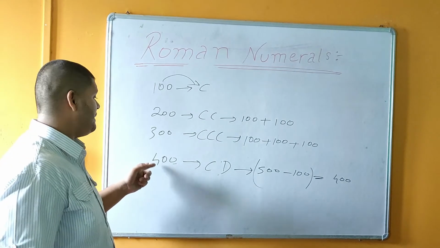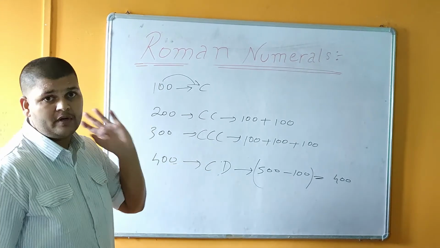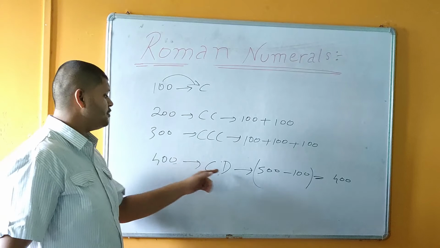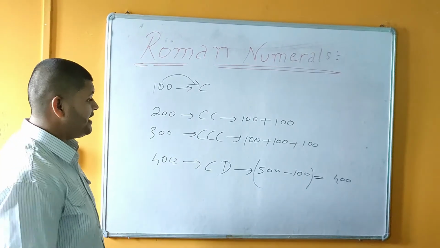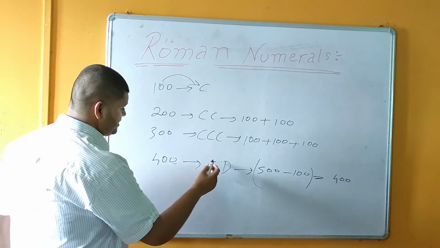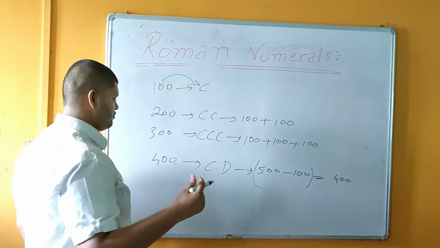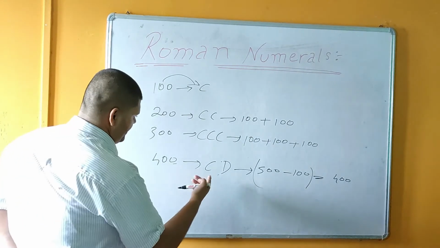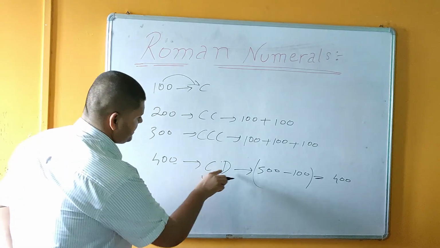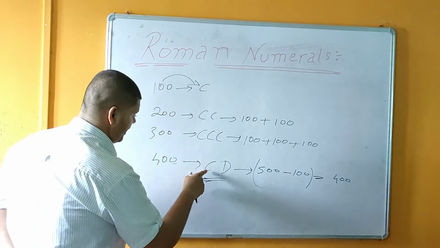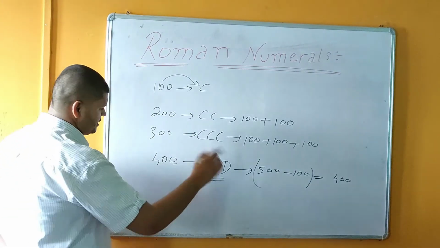This 400 you have to see whether it is near to 500 or near to 1000. This 400 is nearer to 500. That's why I have taken 500 minus 100. And in the rule also we have studied that this 100 can be subtracted either from 500 or 1000. So, okay, this is true. In the rule we have seen that 100 can be subtracted from either 500 or 1000. That's why it is true.